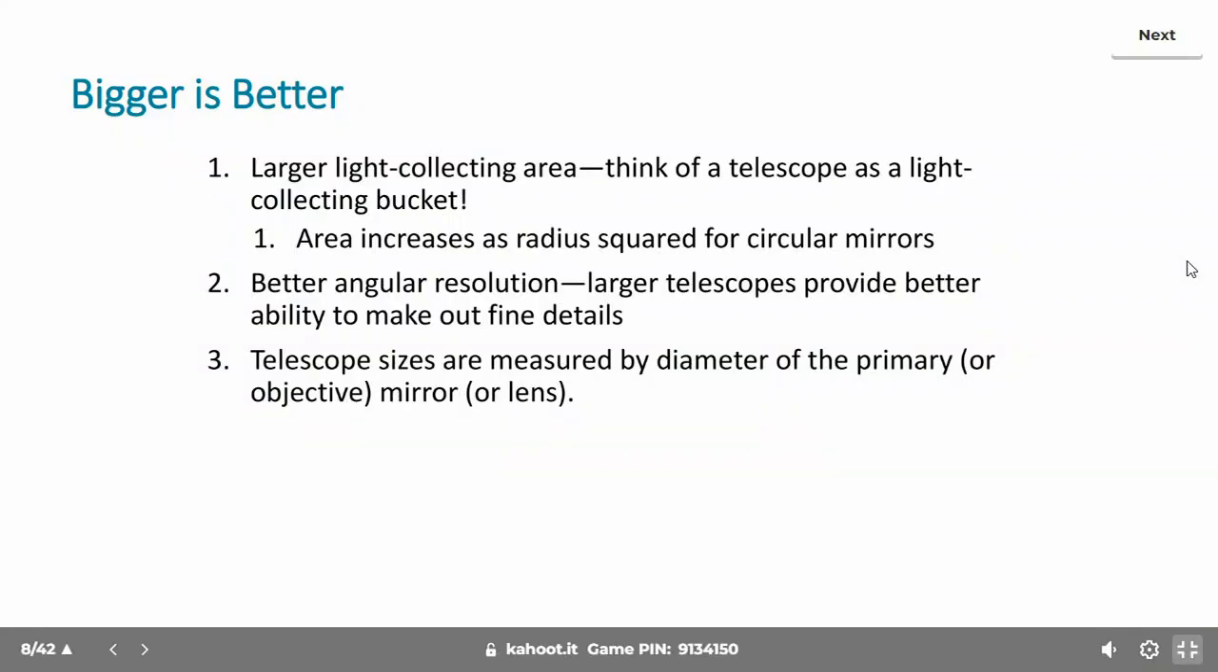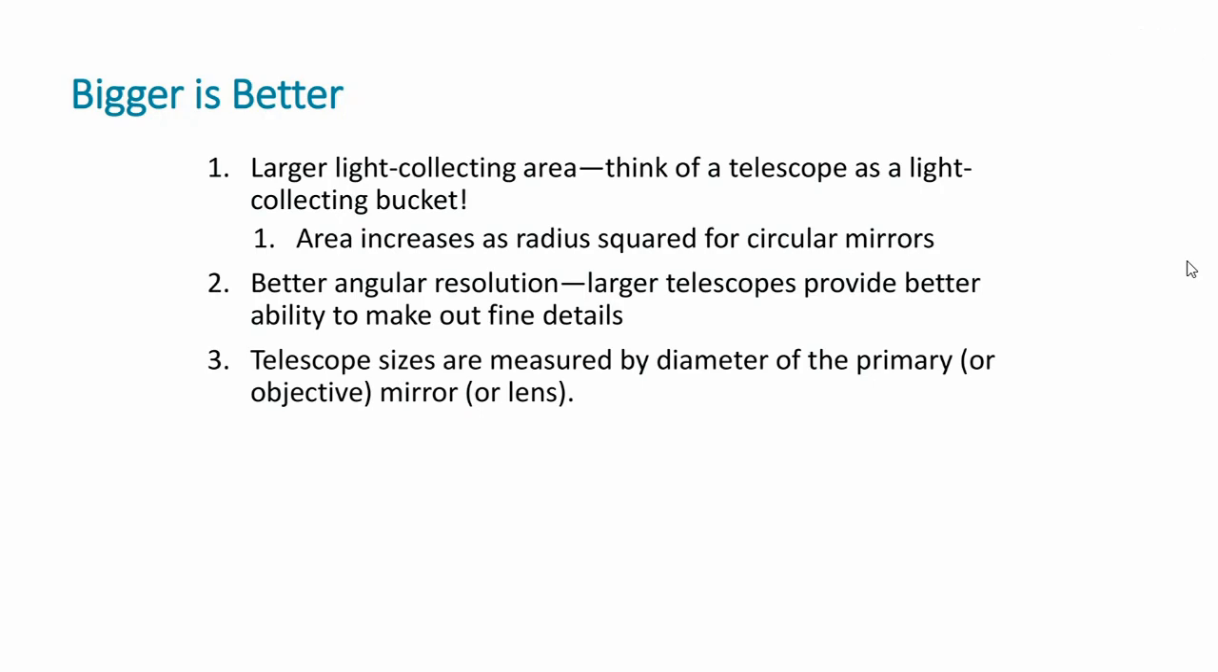When you're building a telescope, bigger is better. The bigger the area of your telescope, the more light you're going to collect. You can think about a telescope as just a bucket that catches all of the light that's hitting it. We usually design telescopes that are circular, and so the area of your circle is going to increase as the radius squared. If you have a bigger telescope, you get better angular resolution. So if you're trying to study, say, craters on the moon, a bigger telescope will allow you to see smaller craters.